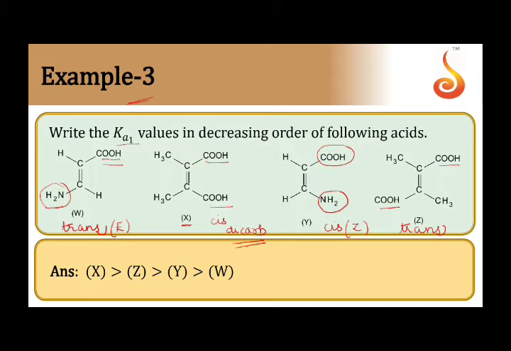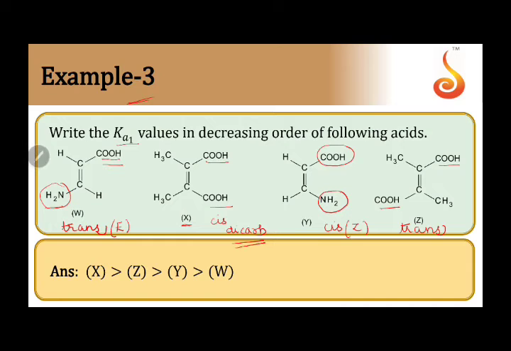Now, out of these, X and Z are more acidic, as we can see that there are two carboxylic acid groups. In X and Z, the cis isomer, which has both carboxylic acids on the same side, will be more acidic. The reason being hydrogen bonding.